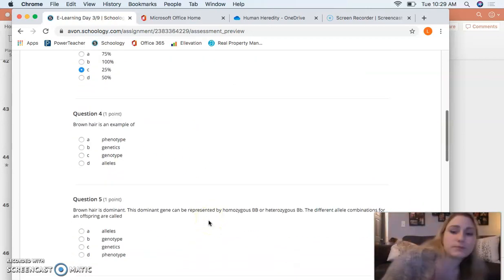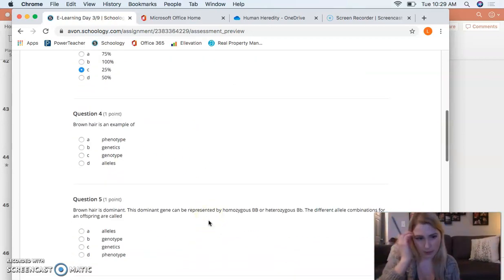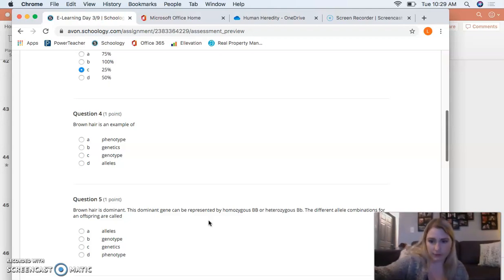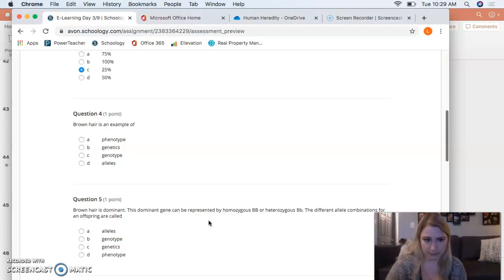Now, number 4, we're moving away from the Punnett square problems. Brown hair. This is an example of a phenotype. Genetics, yeah, that's all playing into this. Alleles, yes, that's playing into this, but brown hair is what you see. That person could be homozygous dominant, or they could be heterozygous. We do not know. So because we don't know their genotype, this is only the phenotype.